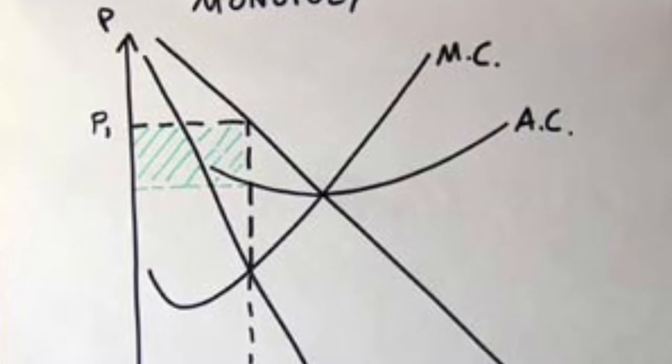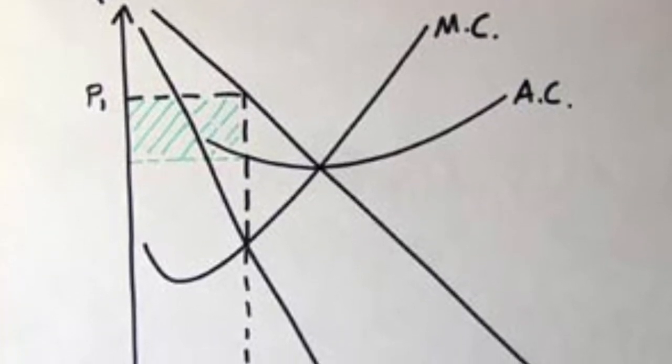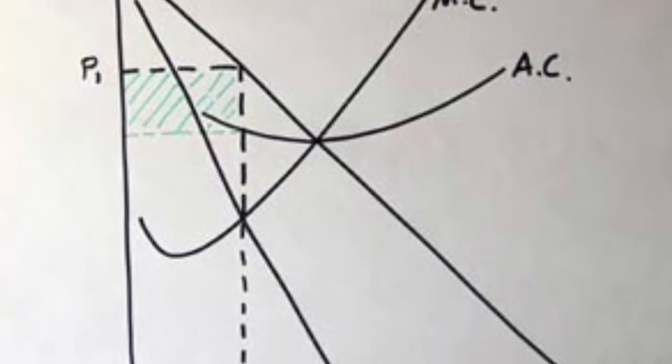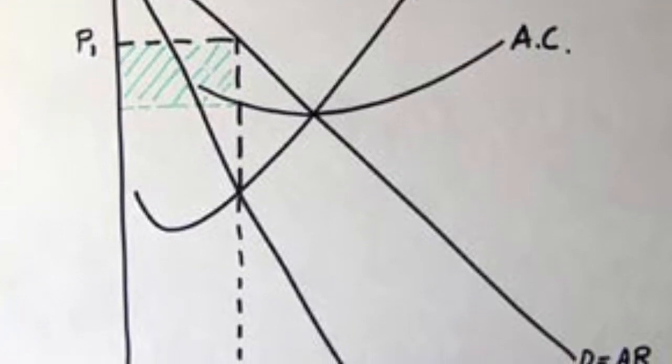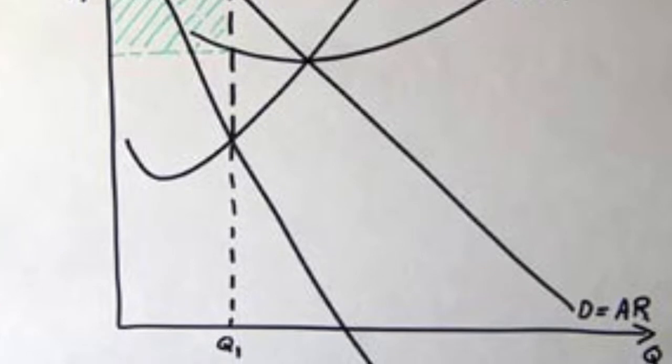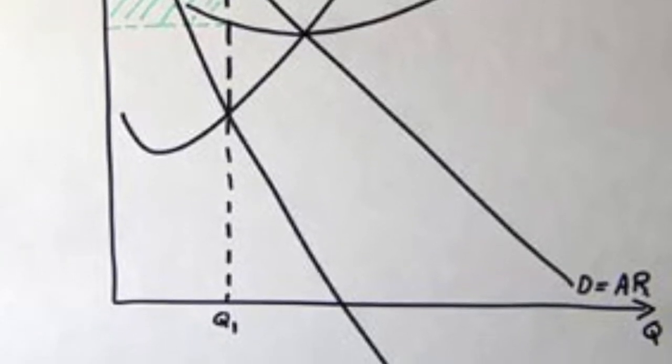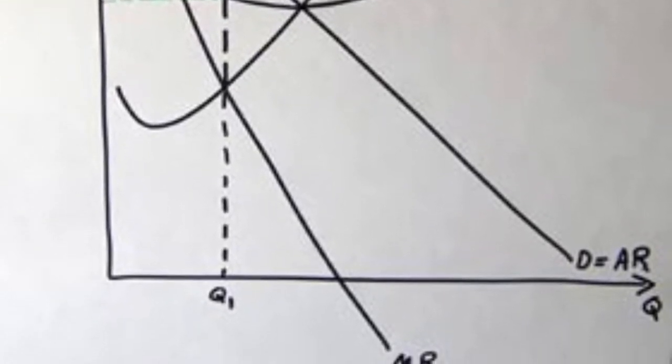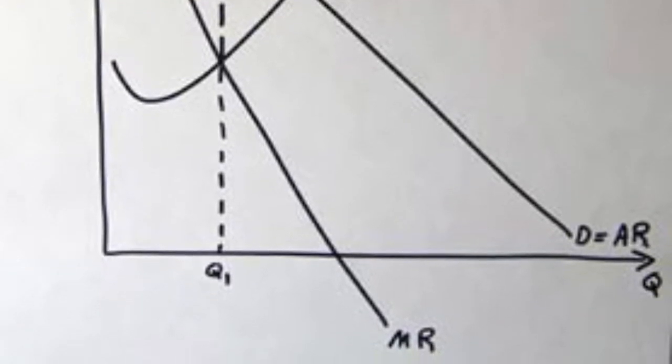In terms of monopolies, when the MR is positive, aka above the x-axis, demand is elastic. When it's zero, aka crossing the x-axis, it's unit elastic, and when it's negative, aka below the x-axis, it's inelastic.